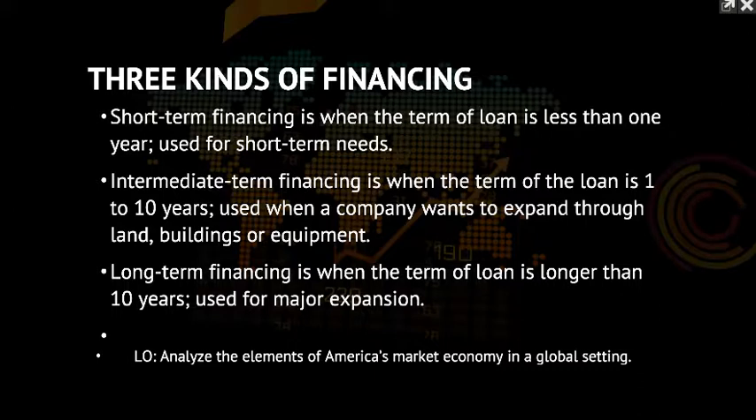Intermediate term financing is when the term of the loan is between 1 to 10 years, and this is used when a company wants to expand through land, buildings, or equipment. Long-term financing is when the term of the loan is longer than 10 years, and this is generally used for a major expansion.